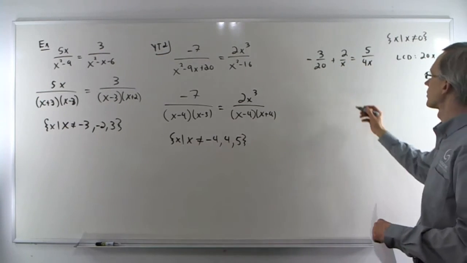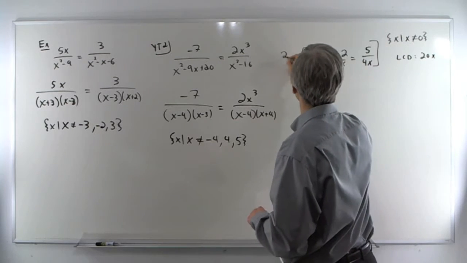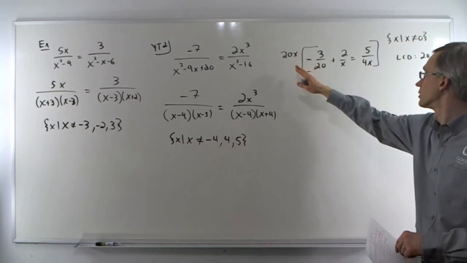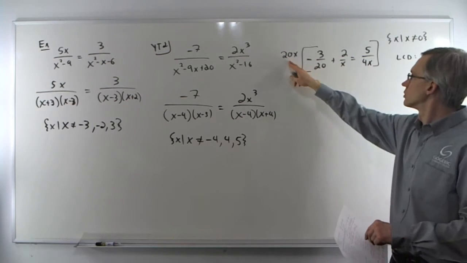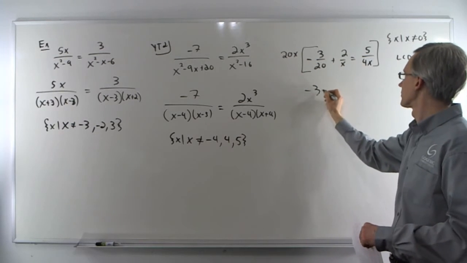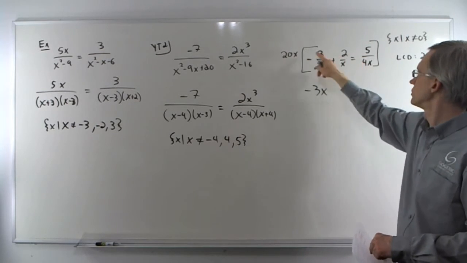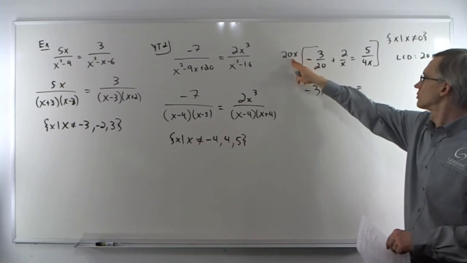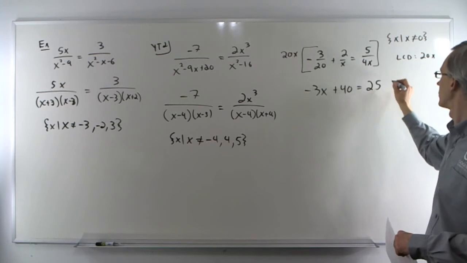20x. So we're going to multiply this entire equation by 20x. Make sure you put parentheses around the equation to indicate that we're going to distribute into it. Alright, first fraction. The 20's cancel, so what we're doing here is multiplying x by negative 3. So negative 3x. Next up here, the x's cancel, so we're multiplying 2 by 20, so plus 40. Equals 20x divided by 4x is 5. 5 times 5, 25.